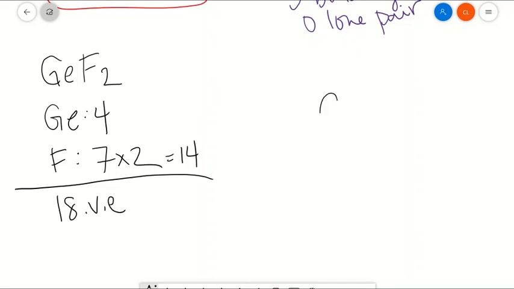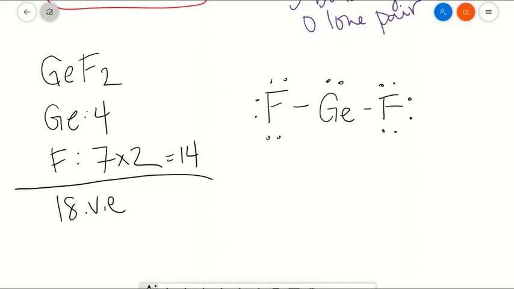So we put the germanium in the middle, then we bond it to the fluorines. So that's 2, 4, 6, 8, 10, 12, 14, 16, and then 18. And again, germanium here is one that's not following the octet rule. You can see it only has 6 electrons around it here. So this is an exception to the octet rule.